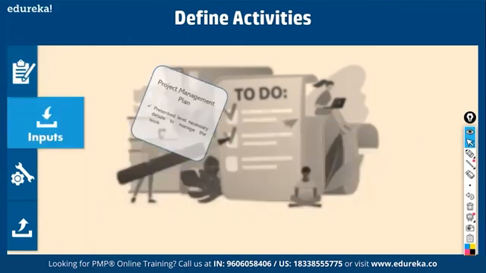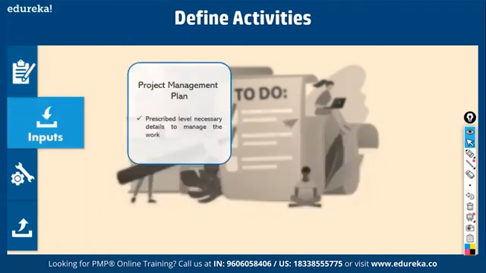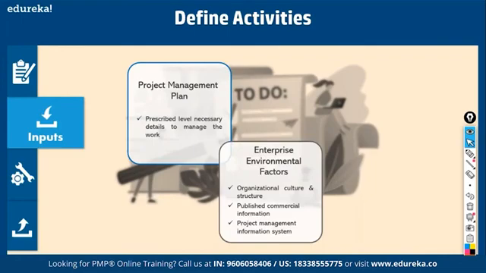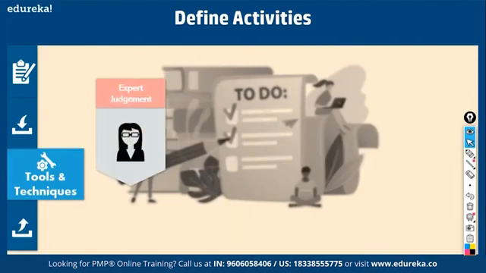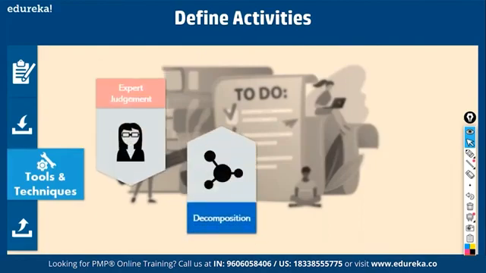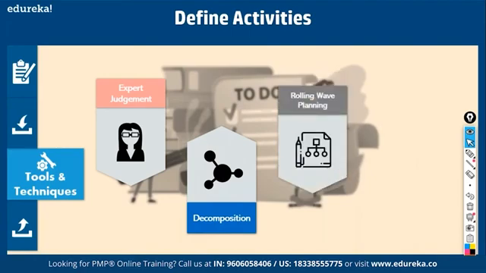Fine. So what are the inputs? Project management plan that tells you how to do the decomposition. Fine. How to break it down. Okay. Enterprise factors, culture, structure, any PMIS, any tool, right? Then organizational process assets, templates that you can use. Then what are the tools and techniques? Expert judgment, how to define this type of expertise you require. Decomposition, what is decomposition? Breaking it down, right? And rolling wave planning. What is rolling wave planning?